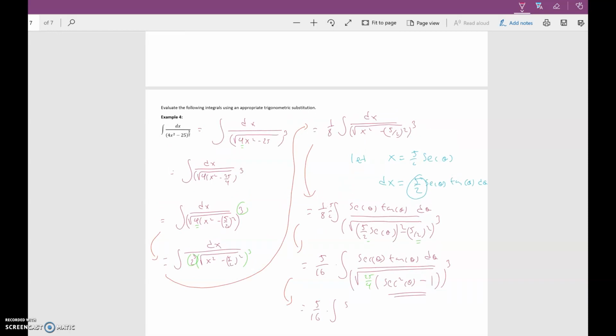So we still have the actual secant of theta, tangent of theta d theta over, and let me extract that 25 fourths. So you're going to have 5 halves raised to the third power, square root of technically secant squared of theta minus 1. And let me copy the problem again. I'm also going to pull that constant out. So this is going to be equivalent.